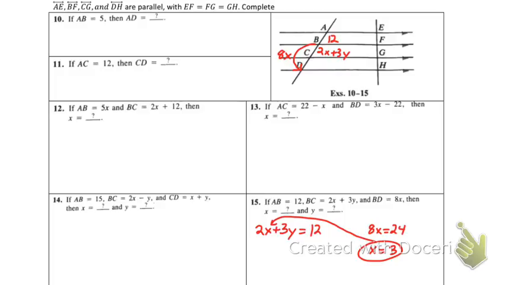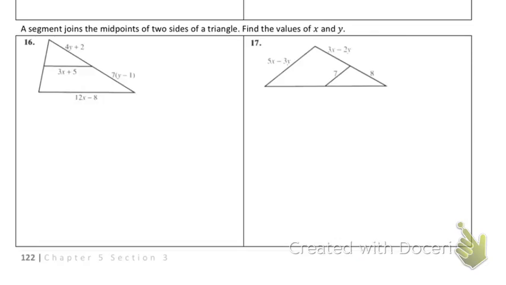Yeah, can we do like 16 or 17? 16 or 17. Set it up. Sure. Do you have a preference at all? No. Okay. I didn't know how to set them up. Okay. Here's the big thing about this. A segment joins the midpoint of two sides of a triangle. So this means that this is a midpoint.